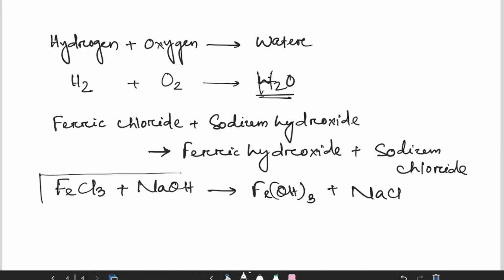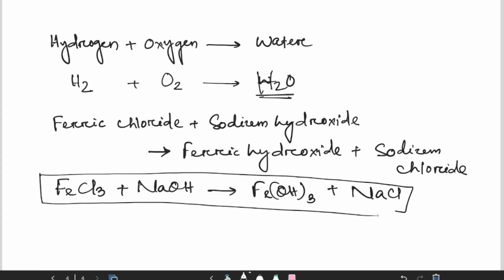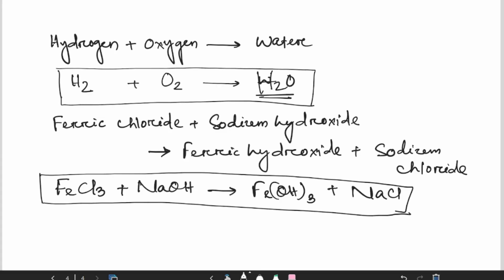So this is now the skeletal equation. Why did I say so? Because you see, these chemical equations are not balanced.